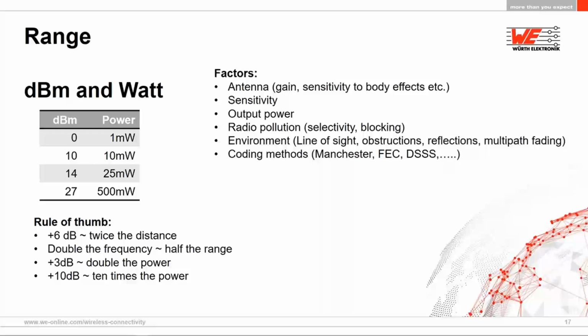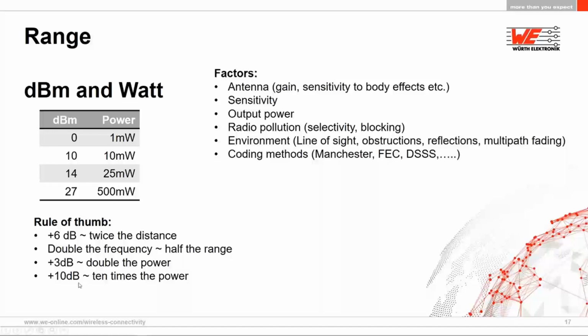People always ask me, well, how many decibel is a watt, etc. So 0 dBm is 1 milliwatt, 10 is 10 milliwatts, 14, which is most of our modules, 25 milliwatt, and the one little module allows up to 27 dBm, which is 500 milliwatt.